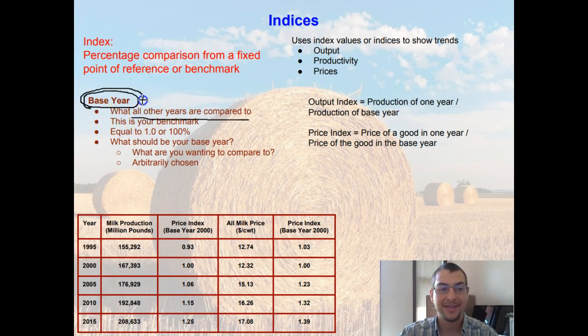Whenever we're calculating these indices, we're coming up with a base year. What are we comparing everything to? So this base year becomes your benchmark. This is known as your benchmark. And this base year, this benchmark, is always equal to 1 or 100%. A little bit later we'll get into why that is.